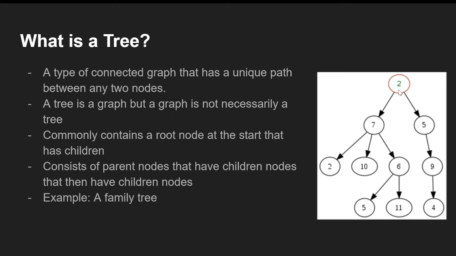So as you can see, 2 branches out to a 7 and a 5. 7 branches out to a 6, a 10, and a 2, as you continue. And then it consists of parent nodes. So these are like parent nodes, and then you have your children nodes, and then these children nodes can have their child nodes.